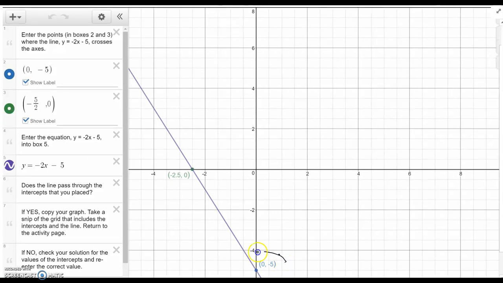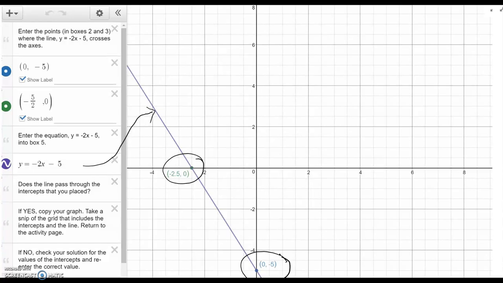And so here, the line crosses the y-axis, and there we see our y-intercept of negative 5. And at this point is where the line crosses the x-axis, and we can see that we have our x-intercept of negative 2.5. Our line, y equals negative 2x minus 5, passes through those 2 points, and so it gives us feedback that we have calculated both the y and the x-intercept correctly.